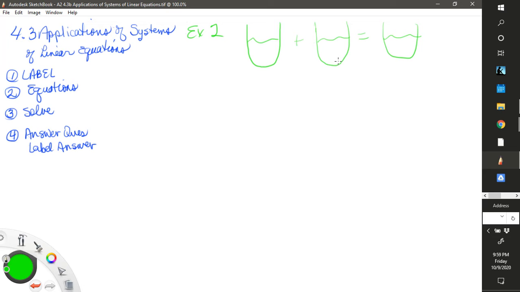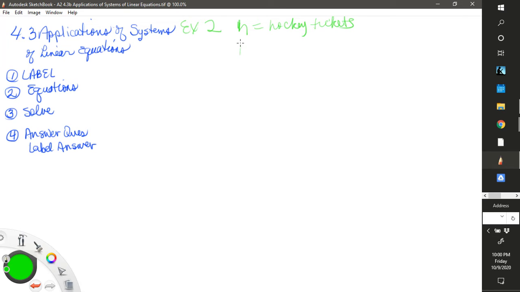So let's look at example number, whoops, I just skipped an example. Never mind. Example 2 is not mixture. Example 2 is about tickets. It's at the bottom of page 235. For the 2008-2009 National Hockey League and the National Basketball Association seasons, 2 hockey tickets and 1 basketball ticket. What are we tracking? We are tracking hockey tickets and we are tracking basketball tickets.